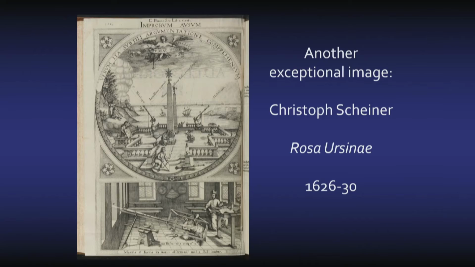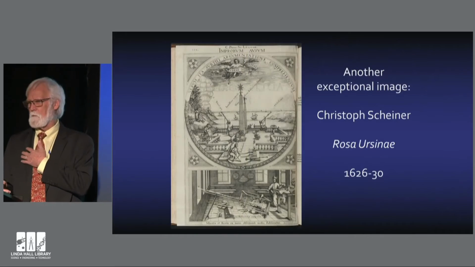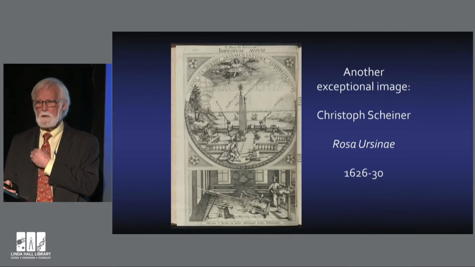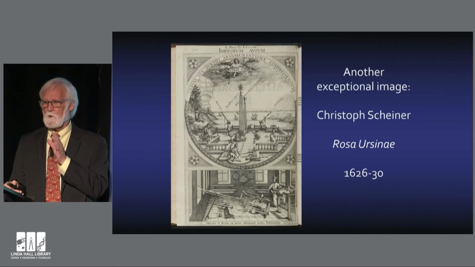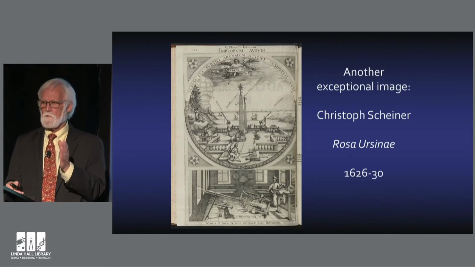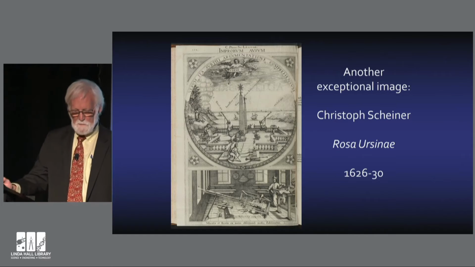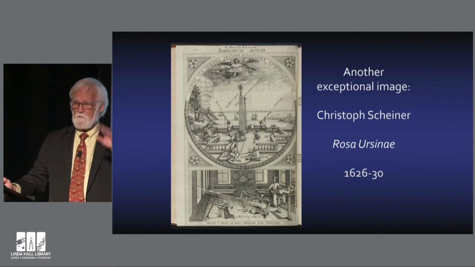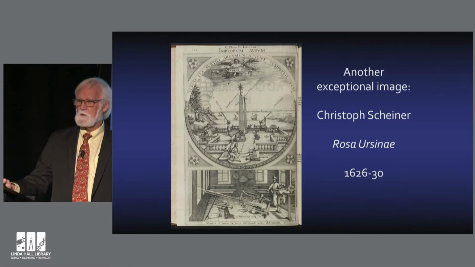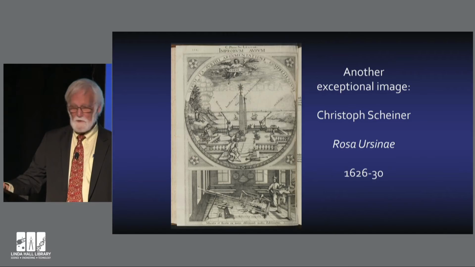Another exception is this picture here. This doesn't fit in anything I say, but I got to show it to you because it does exist. Christoph Scheiner, the same guy who wrote that book on the eye, in 1626 began publishing his book on sunspots called the Rosa Ursina, the Rose of the Ursine family, honoring his patron. And about 150 pages into that book, there is a frontispiece, very misplaced for a frontispiece to be sitting in the middle of the book, but that's what it is.